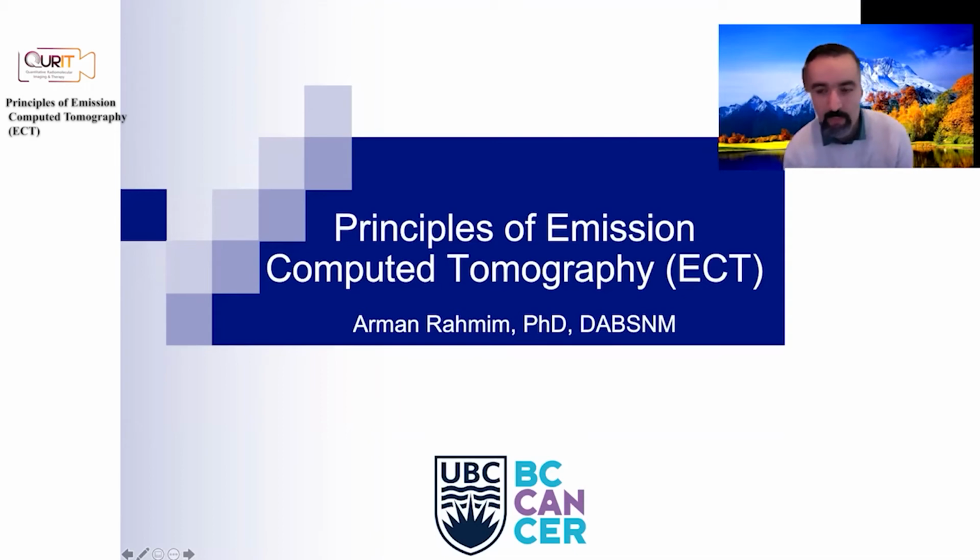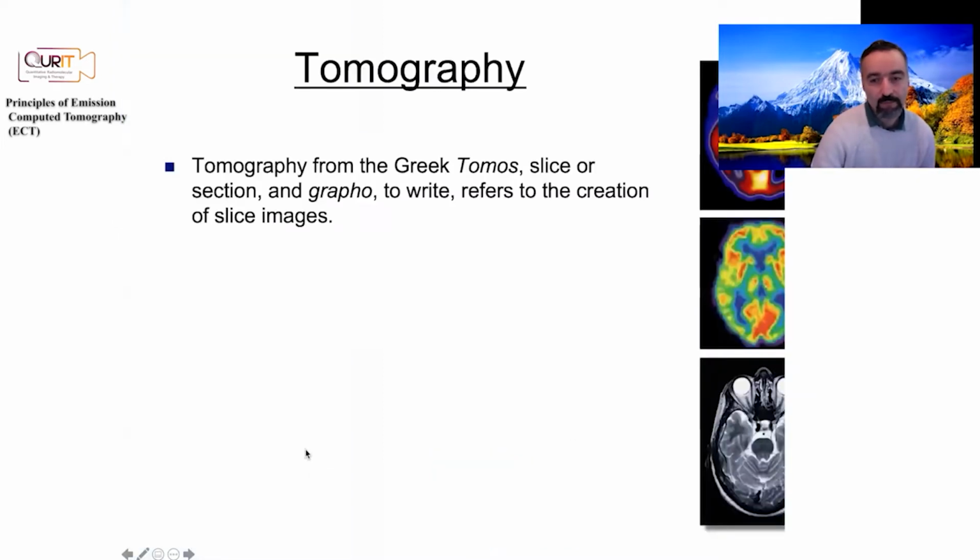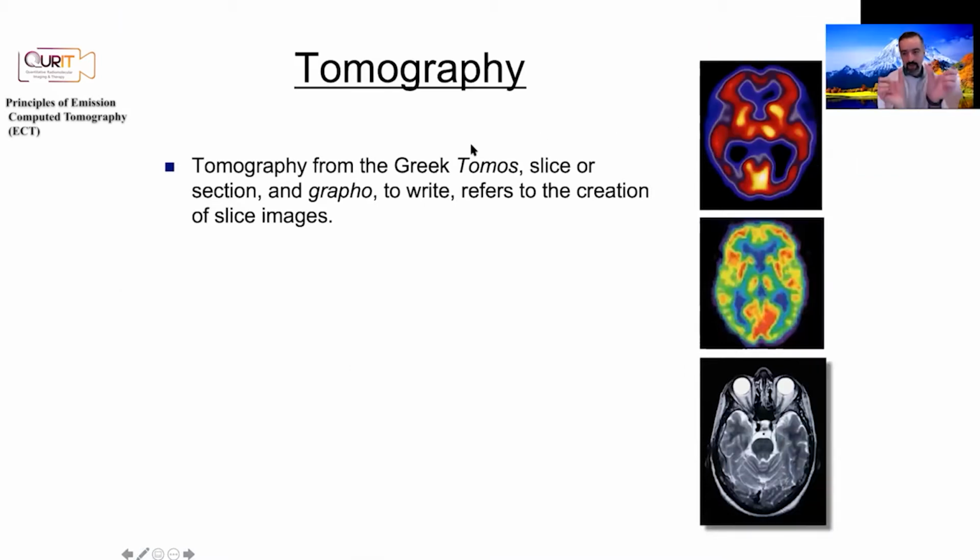All right, so today we will be talking about principles of emission computed tomography. So this comes from a composition of two terms, tomos and grapho, implying slicing or sectioning and also writing or recording. So the idea here is that in tomography, you are recording and creating slices into the image. So you're actually slicing your patient, but computationally, obviously not physically.